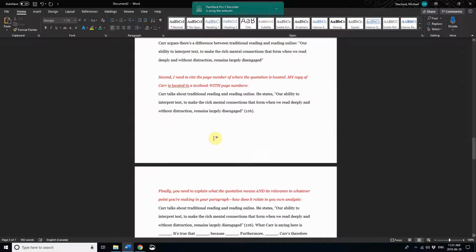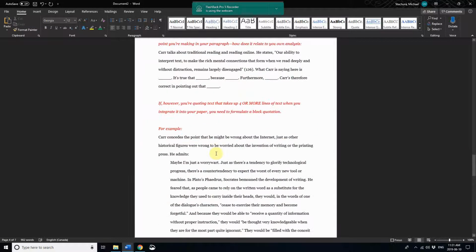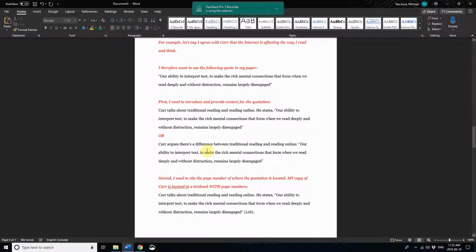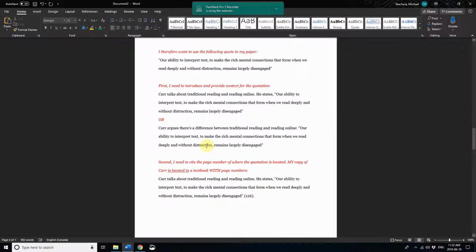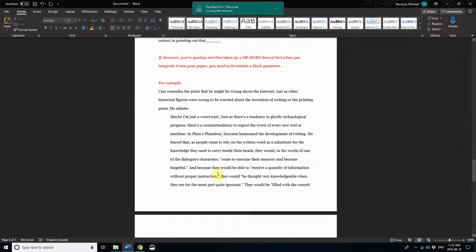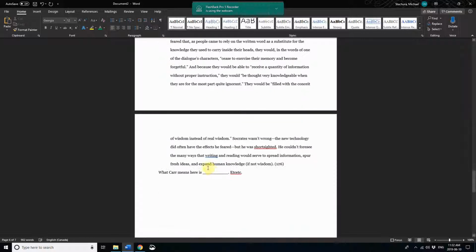So there are two things: short quotations and block quotations. But for each, you need to introduce with context and some sort of reporting verb. You need to cite the quotation, give it its page number if the edition that you have has page numbers, or the last name if there is no page numbers. And finally, you need to explain the quotation at the end. Okay, so that is quotation integration.